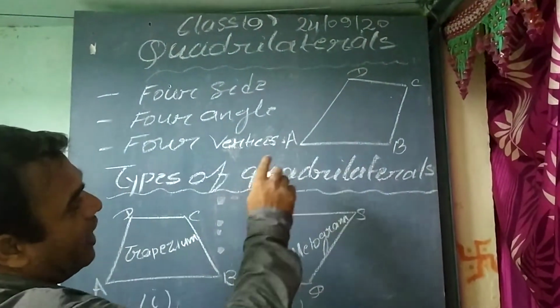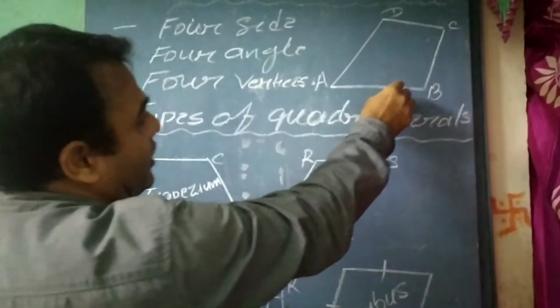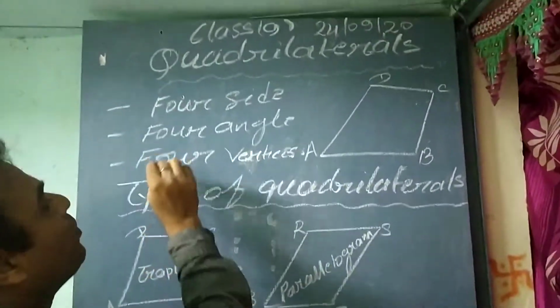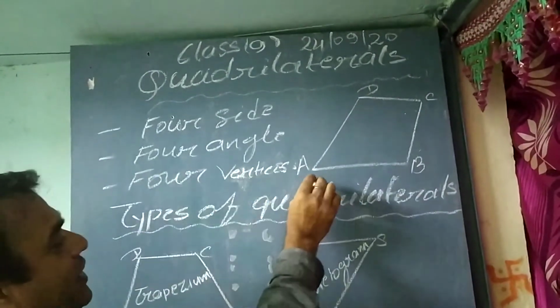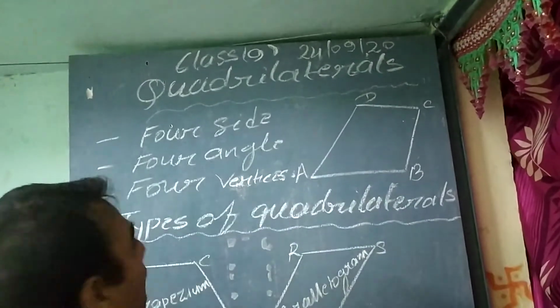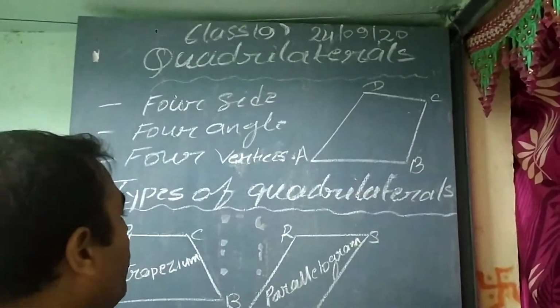So what do you mean by quadrilateral? A quadrilateral is a figure which has four sides, that is AB, BC, CD and DA, four angles, that is angle A, B, C and D, and four vertices A, B, C and D. So a quadrilateral has four sides, four angles and four vertices.